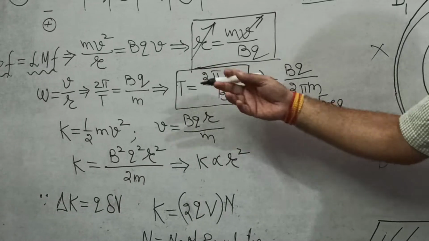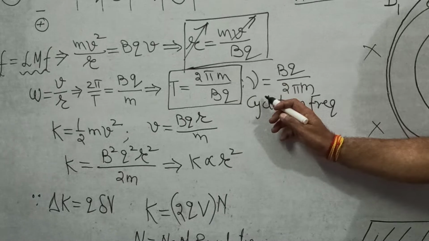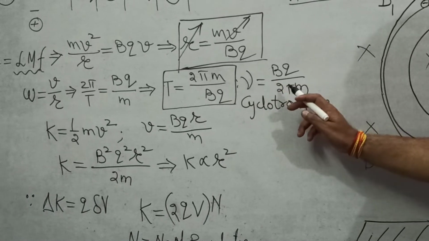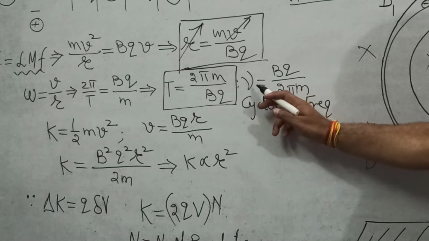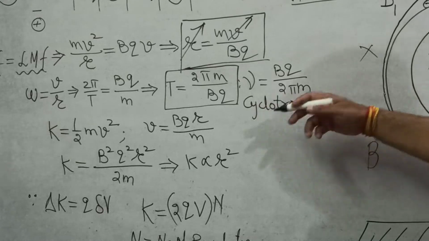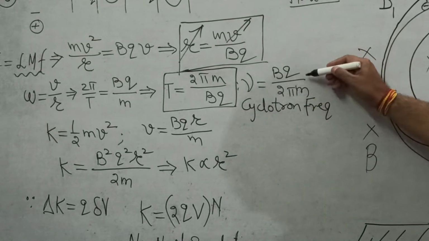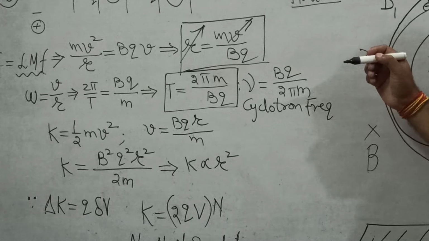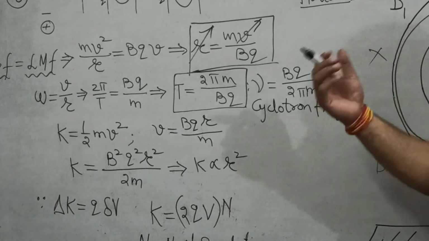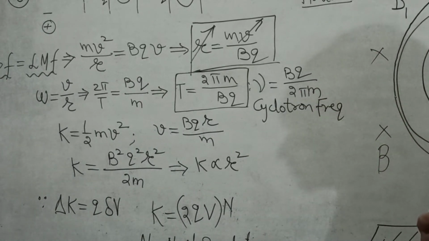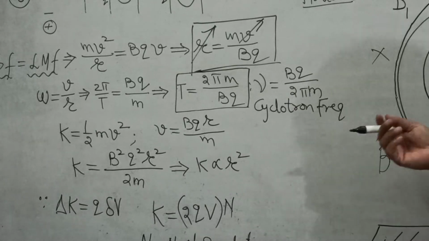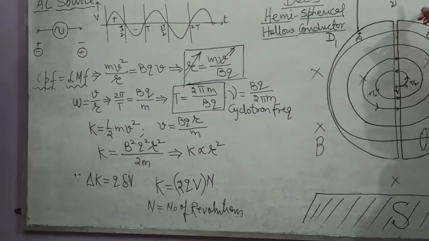Reciprocal of the time period, that is inverse of time period, is what? Frequency. And you can say frequency is Bq by 2 pi m. So frequency of the charged particle depends upon its charge and mass ratio. So every distinct particle has a different frequency, the cyclotron frequency. Depending upon the nature of the particle, we set this frequency.